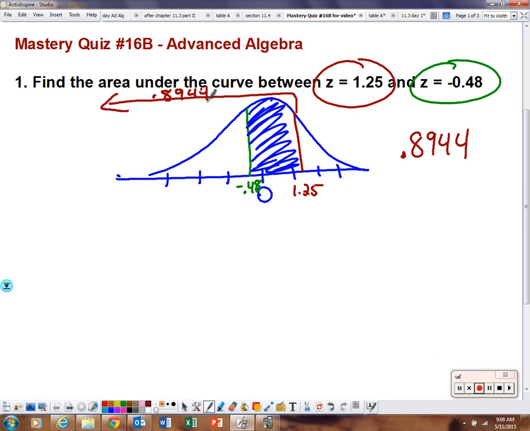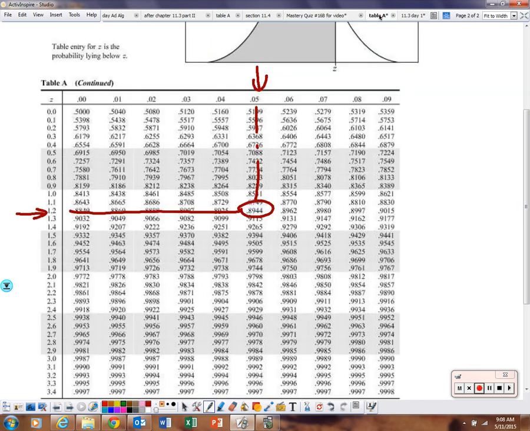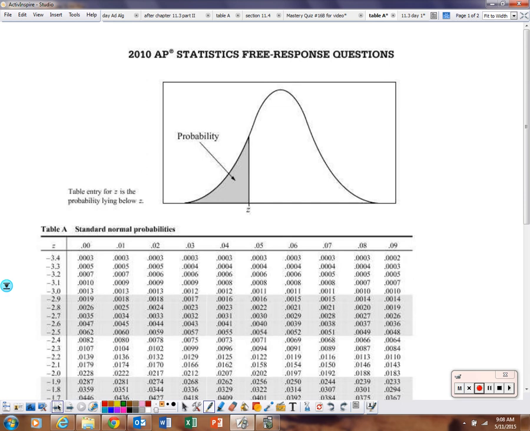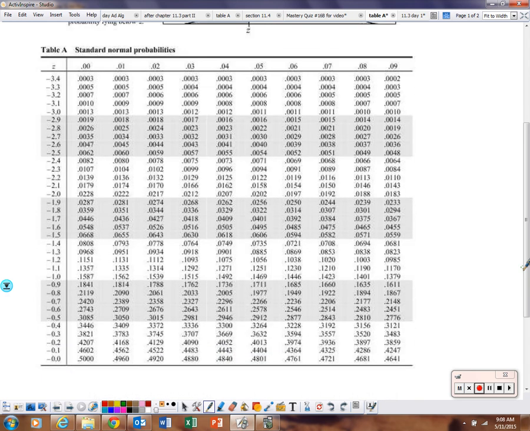Okay, now I'm going to look up the other z-score of negative 0.48. So I have to go to the negative side. Okay, so go to negative 0.4, which is right here. And then go to 0.08, which is over here. So we're going to go all the way across till we get to this column and come down. And we see that that area is 0.3156.